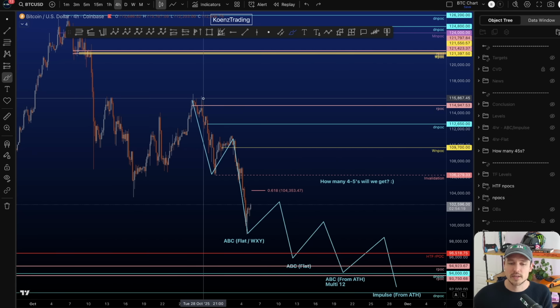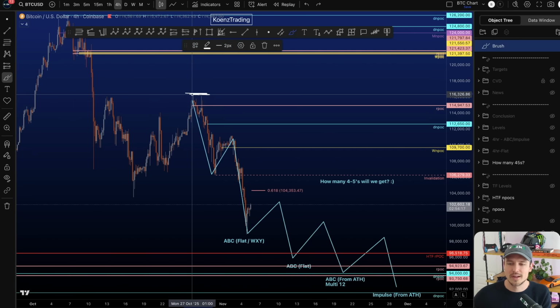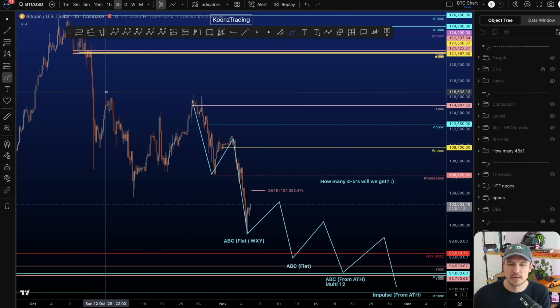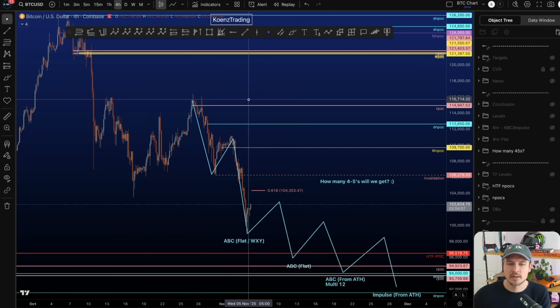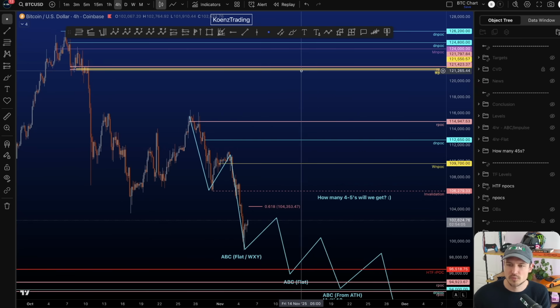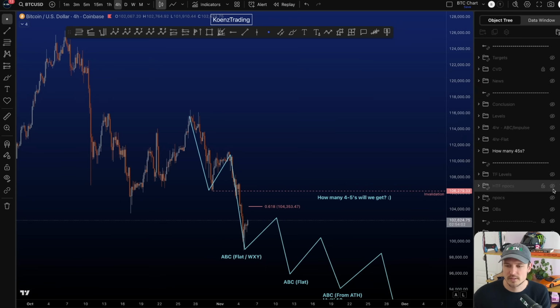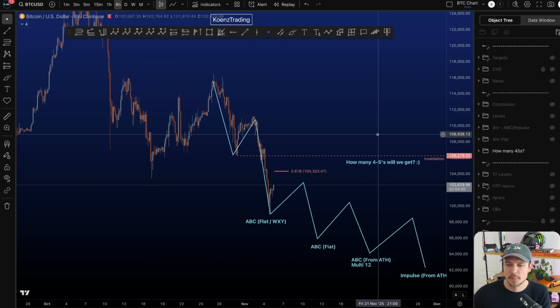I do believe that if price is going to move above this high at 116k, it will fill this gap. We have a bit of a gap over here. There's not a lot going on. The double top liquidity was already taken. So if price is going to make it back up here, I would expect price to just continue towards the upside to like 120, 121.